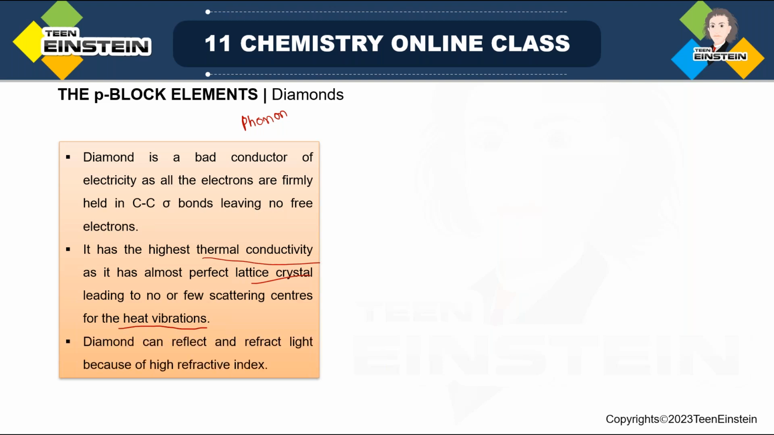Diamond can reflect and refract light because of its high refractive index. So these are some of the features of diamond, and next when we discuss graphite, you will also be able to understand the differences between these two forms.